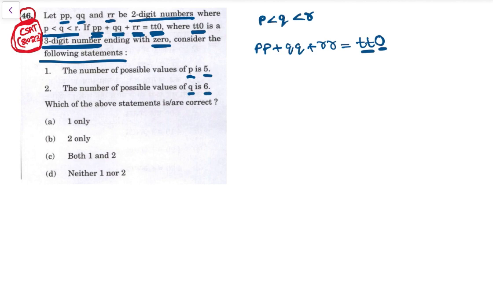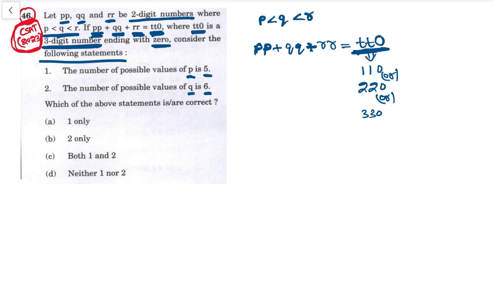So now we know PP plus QQ plus RR is equal to TT0. So this is a 3-digit number, ठीक है. अब 2-digit numbers को, so it can be a 3-digit number, so it can be 110 and it can be 220, or it can be 330. Same two numbers have to be equal and one is 0, ठीक है.